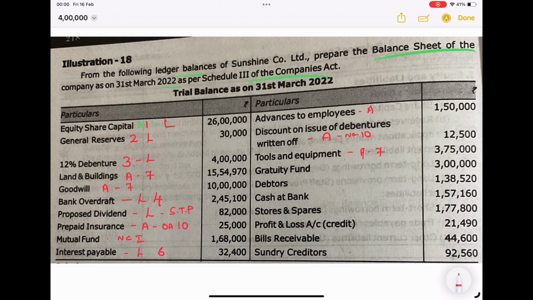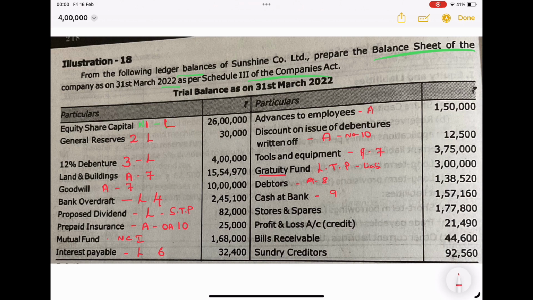Gratuity fund. See, gratuity funds are nothing but provision kept aside for a particular purpose. The purpose is gratuity. But gratuity is for long term, isn't it? So we are going to write it in long term provisions on the liabilities side. Debtors, obviously we are going to write on the asset side, that is especially in note number 8. Cash at bank, note number 9, cash and cash equivalents under the asset side.